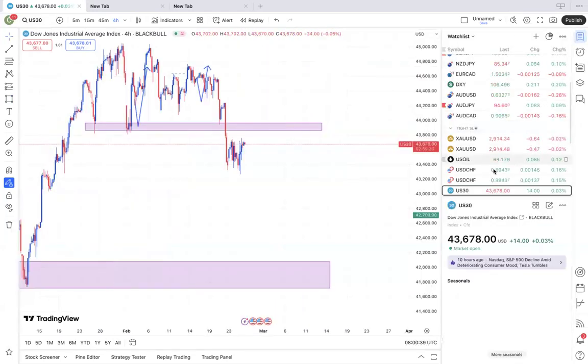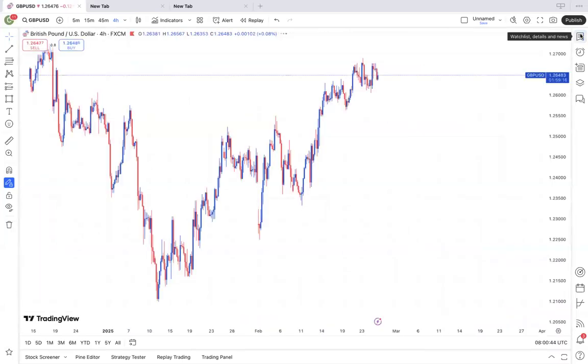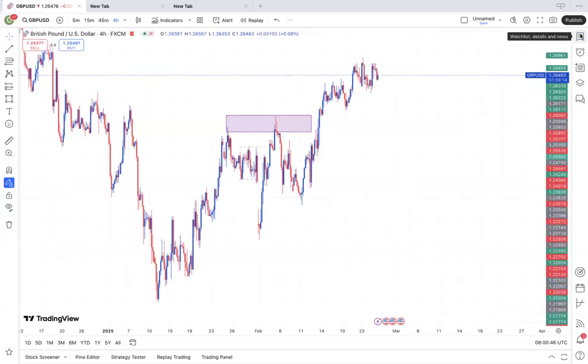Now that brings us to GBP USD. Now for GBP USD, what do we have? We have this area that the market created here.